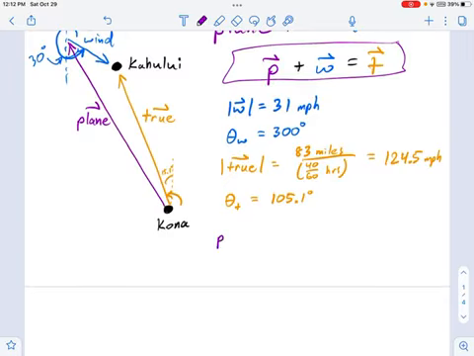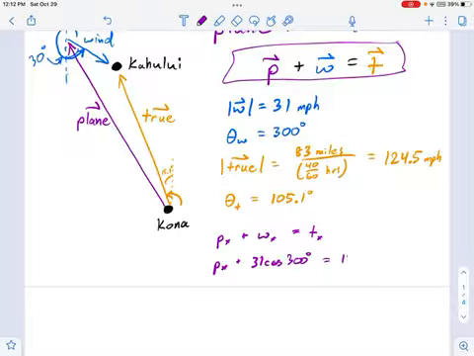I'm going to say, and I'll just keep everything in one color, Px plus Wx equals Tx. Okay, well, let's use what we know. Wx is the x component of the W vector. That's a plus, not an equal sign. So the x component of the W vector is 31 cosine 300 degrees, and that's going to be equal to the x component of the t vector.